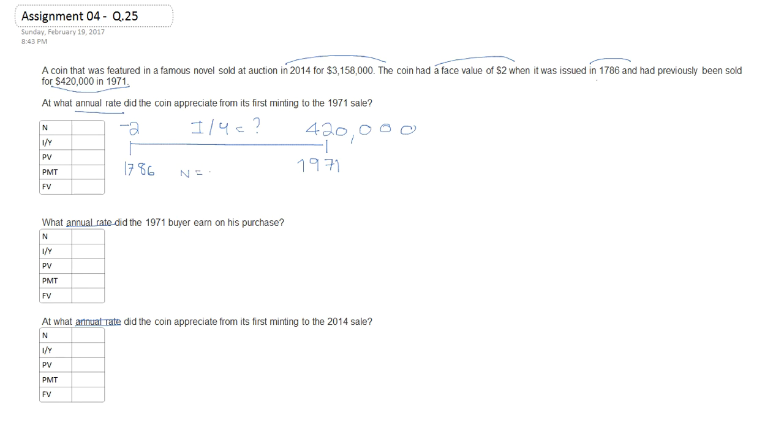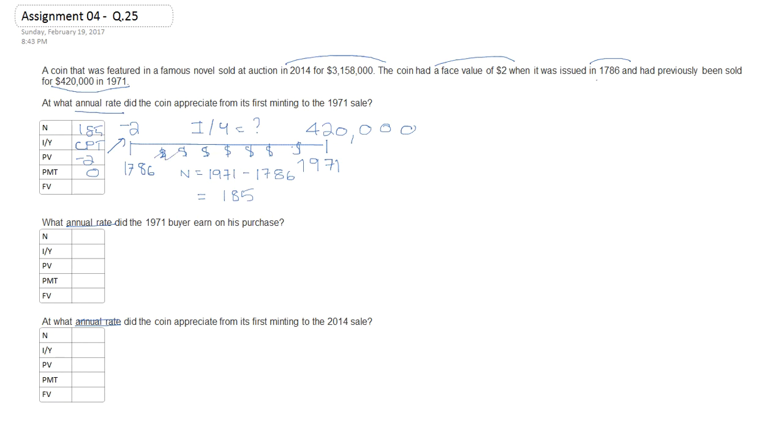And again, N will be the number of years that you invest in this coin appreciation, which is the difference between these 2 years, which is equal to 185. So now we have everything: years equal to 185. IY, that's what you need to compute. PV is what you invest initially, which is this one, and PMT is the amount of money that recurs over time.